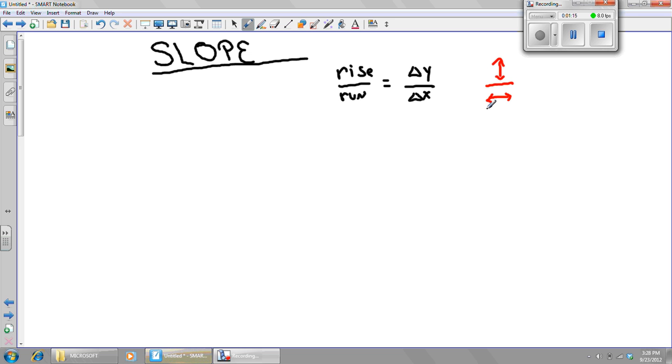Now, what is slope actually? Well, it's just a change in elevation. And when you hear the word slope, you think of hills or roller coasters or things like that. But we're going to be doing slope graphically. So it is really easy to do, especially if the picture's already been graphed for you. All you have to know how to do is count.